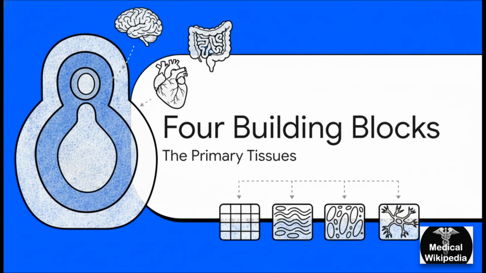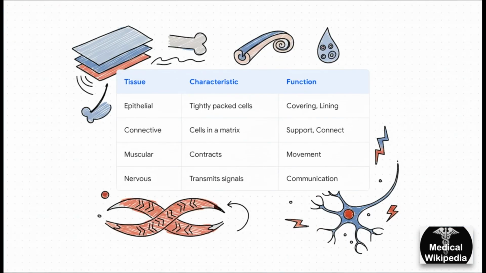So let's zoom back in on one of those nesting doll levels, tissue. It's actually incredible when you think about it. Every single part of your body, from your brain to the skin on your hands, is built from just 4 basic types of tissue. And here they are, our 4 core building blocks.